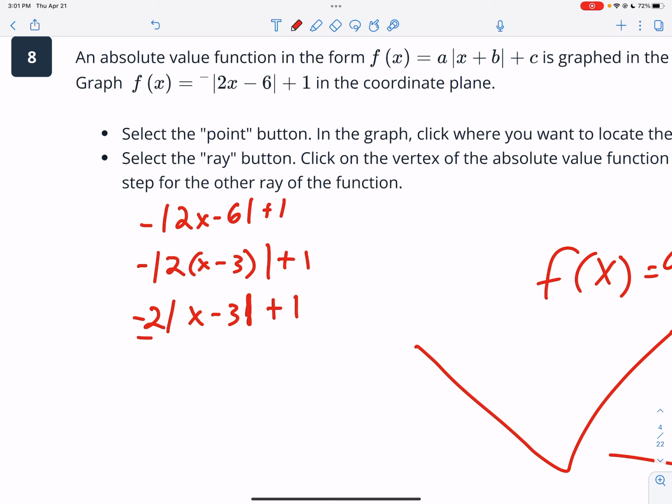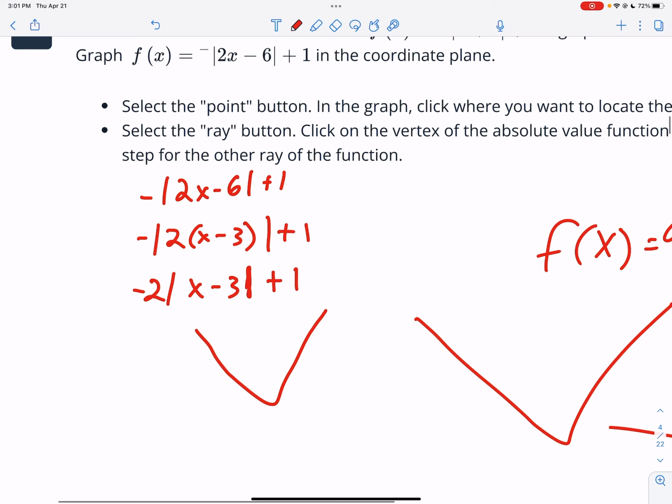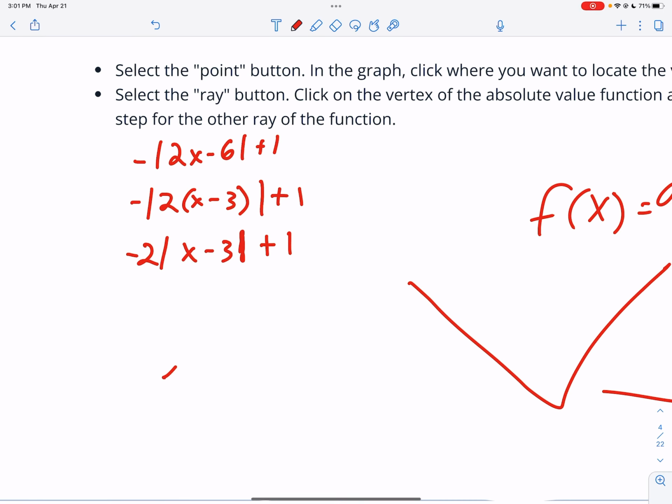And then it was also stretched or compressed by -2. So that negative right there is going to flip it over. Instead of a regular absolute value, which looks like this, it's going to get flipped over and look like that. The 2 part is going to make our curve a little steeper.